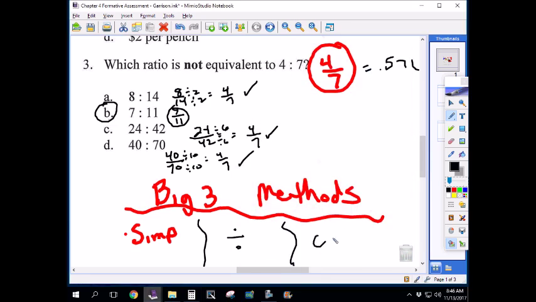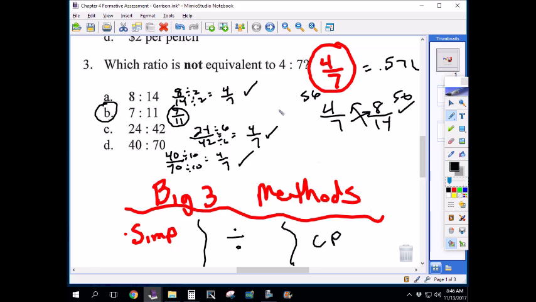The other way that you could do it is called cross products, right? The only issue that I have with cross products here is you would have to do it for all of them. You'd have to do 4 to 7 and 8 over 14. Cross products there, 56, 56. Okay, that one's good. And then you'd have to do it for all of them, right? I don't care as long as you showed it.